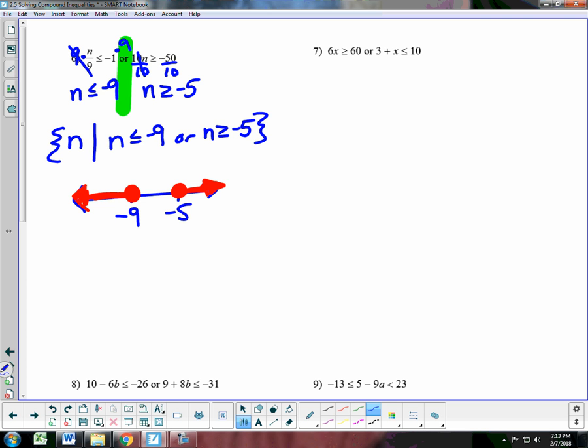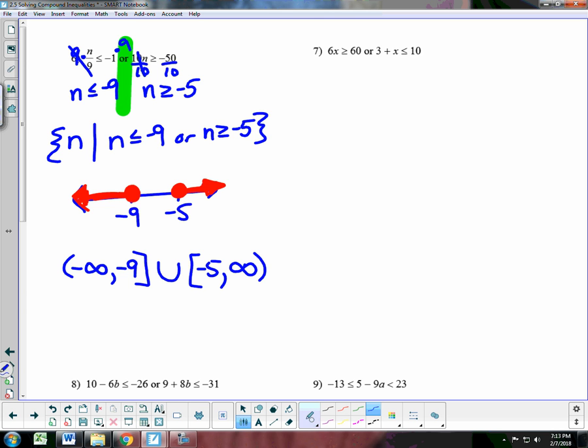Next, interval notation. So this is kind of the long interval notation. So let's focus on the left half of this. So we're going from negative infinity to negative 9, and we're including negative 9, so square bracket. In union with, starting off with negative 5, we're including it, so square bracket, and we're going all the way up to positive infinity, parenthesis there.